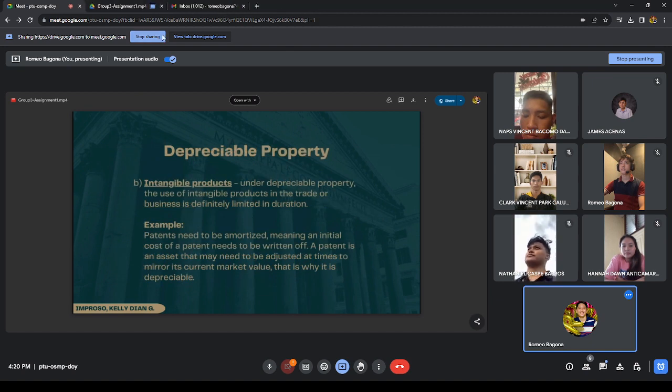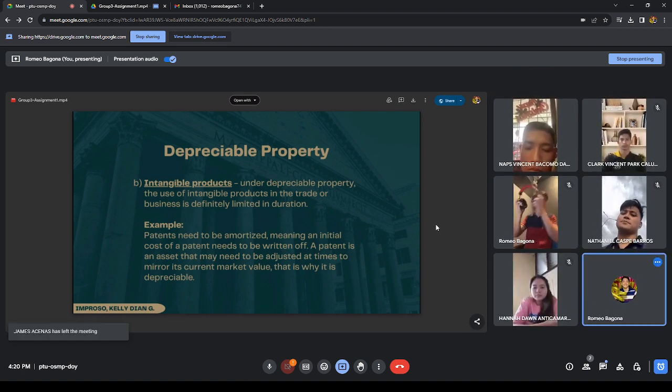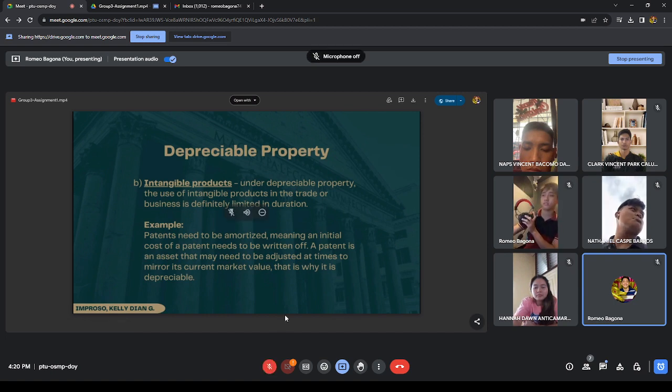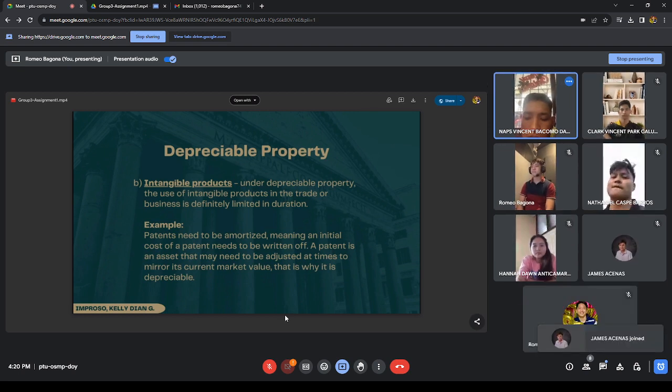Next we have intangible products or objects that are not physical in nature. Under depreciable property, the use of intangible products in the trade or business is definitely limited in duration. An example of this are patents. Patents need to be amortized, meaning an initial cost of a patent needs to be written off. A patent is an asset that may need to be adjusted at times to mirror its current market value. That is why it's depreciable.